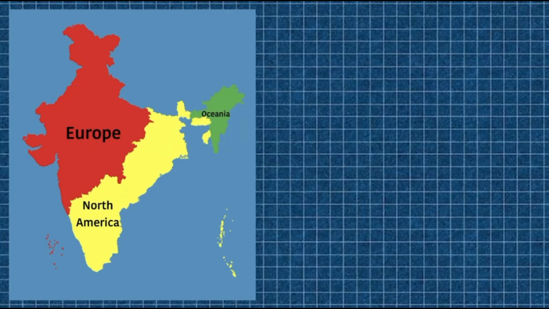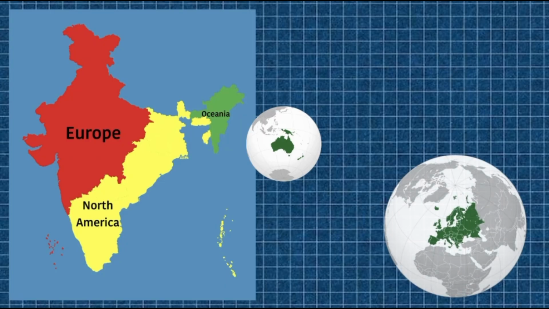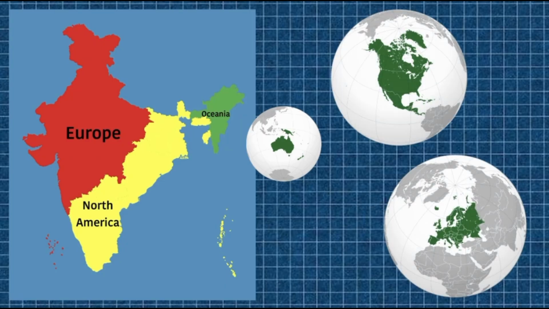Next is a map of India's population. Did you know that you can fit 3 continents' entire populations into India? Oceania would get the smallest part. Then Europe would get mainly the largest part. North America would get a fair third of the country.